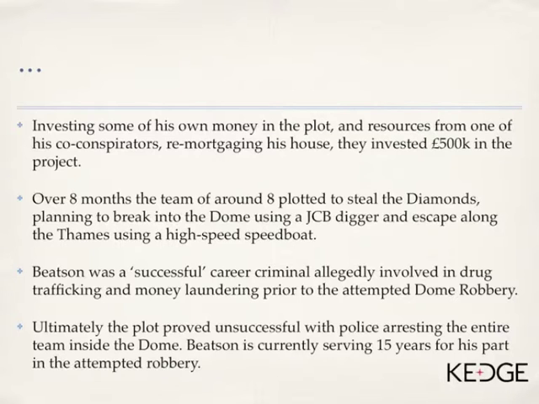Over 8 months, a team of around 8 people plotted to steal the diamonds, and they planned to break into the dome using a JCB digger. If you don't know what a digger is, it's just a large piece of machinery that's normally used on building sites to pick up large amounts of earth. And the plan was to escape along the Thames using a high-speed speedboat.